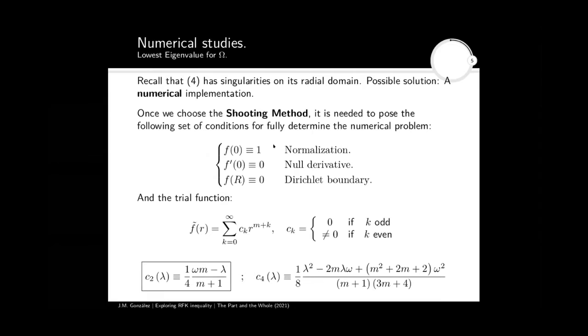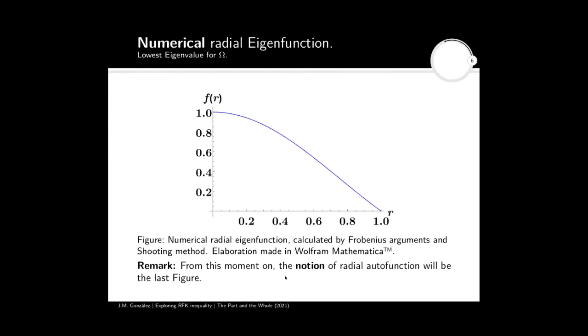One way to approach this ordinary differential equation is to consider a numerical analysis based on Frobenius arguments, that is, taking a trial function very close to the origin and expanding it in small orders to repair the singularity in the vicinity. Notice how the coefficients of this function behave, as I show here. If we choose the shooting method, we need to propose three conditions to determine completely the problem: normalization at the origin, null derivative, and Dirichlet boundary. C2 and C4 are coefficients from these trial functions, and I only use C2 because C4 only adds more precision to the analysis. Here is the numerical radial eigenfunction made in Wolfram Mathematica. From this moment on, the radial eigenfunction will be the last figure.